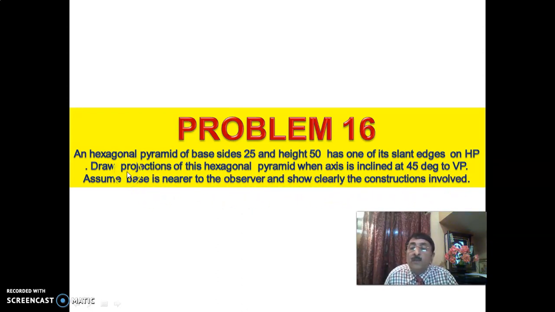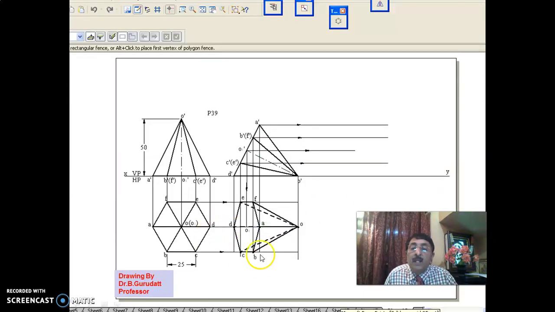Now see here, when they say draw projections of the hexagonal pyramid when the axis is inclined at 45 degrees to VP, you know very well you have to undergo beta construction. I'll explain this in this problem clearly. The problem says hexagonal pyramid of size 25. You do it the same way.